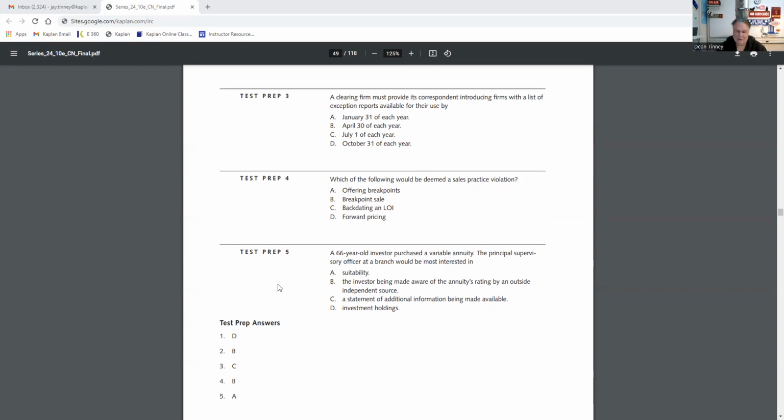Test prep 5: A 66-year-old investor purchased a variable annuity. That is very odd. A 66-year-old investor, a senior who's buying a non-qualified retirement plan, really? I think what I'm going to be interested in is suitability. So the answer is A, suitability.